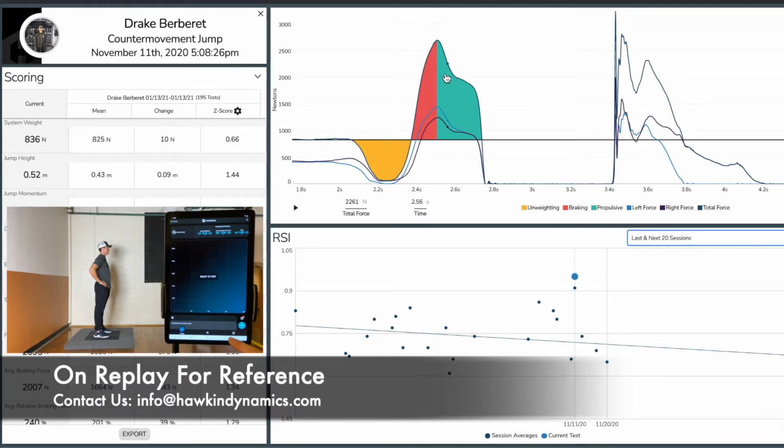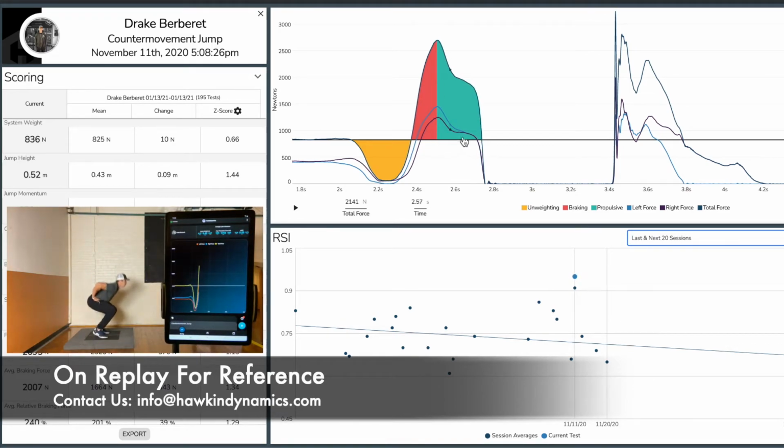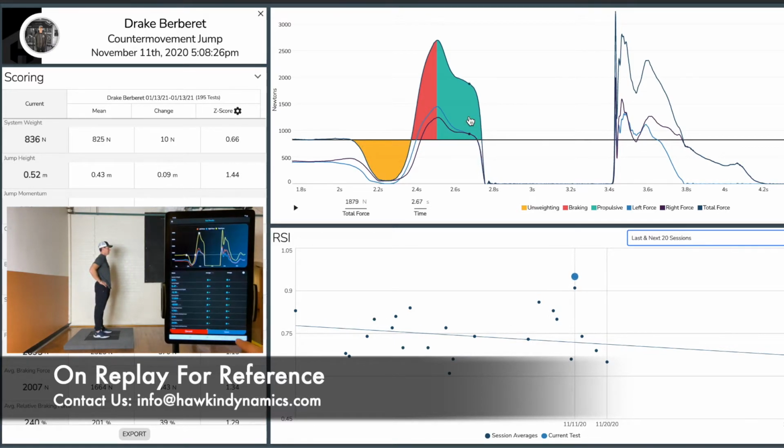So this green area here, when you multiply the force of this period here by the time, this is when you get impulse. If someone says propulsive impulse, if they say propulsive net impulse, that would mean over the system weight right here. If they're just saying propulsive impulse, then they would include this little sliver here. This area is added onto that to get propulsive impulse.